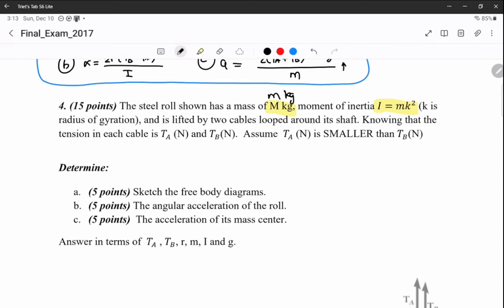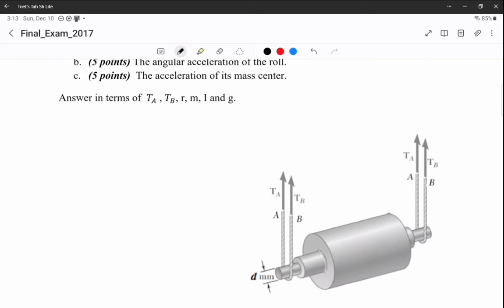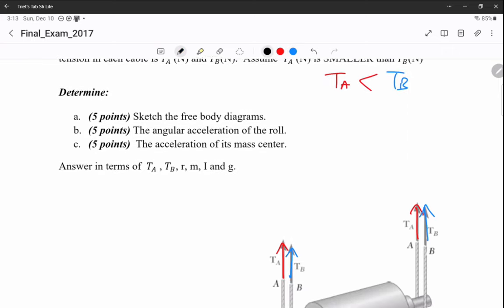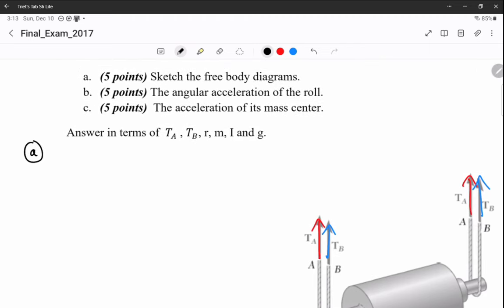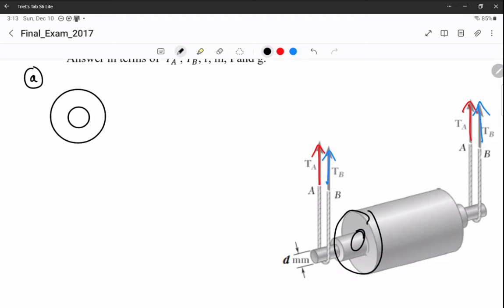And then it is lifted by two cables that loop around it. So we get two cables. Knowing that the tension of each cable is TA and TB. So this is TA, and this is TB. And then we know TA is less than TB. Sketch the free body diagrams. Part A, you're going to have the big guy and the small guy.